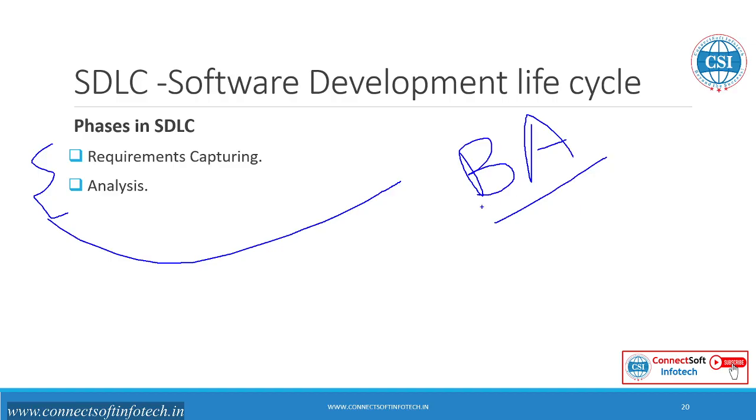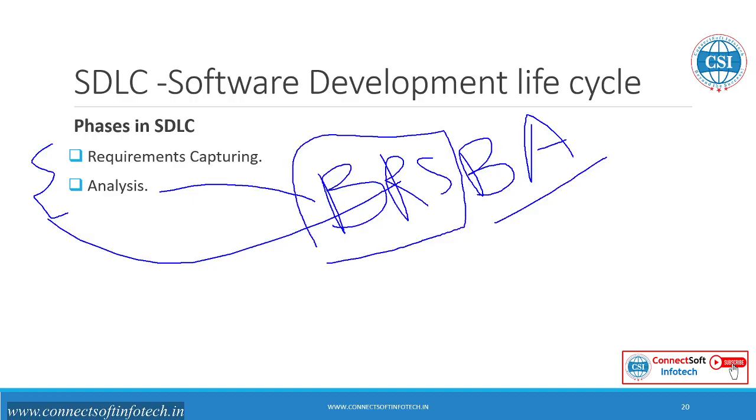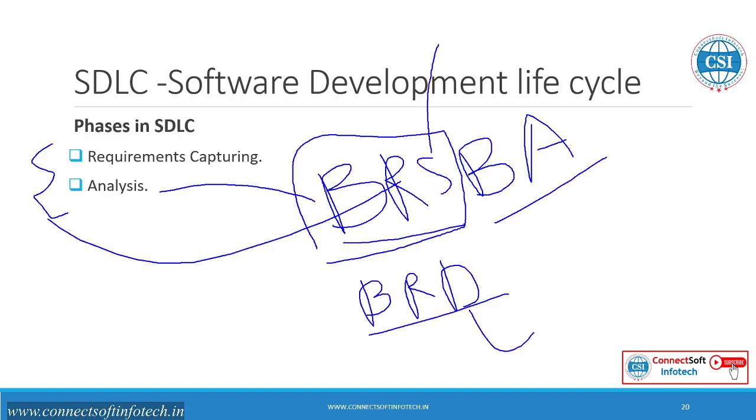The business analyst is the client representative. Clients give the requirements to the BA, and the BA gathers and captures all these requirements, does the analysis on them, and creates the BRS document. What is BRS? Business requirement specification. S stands for specification, D stands for document. Some industries use the word BRD, some use the word BRS.